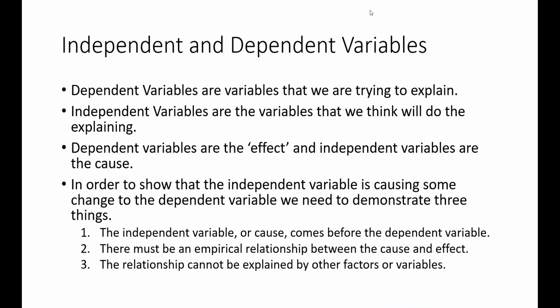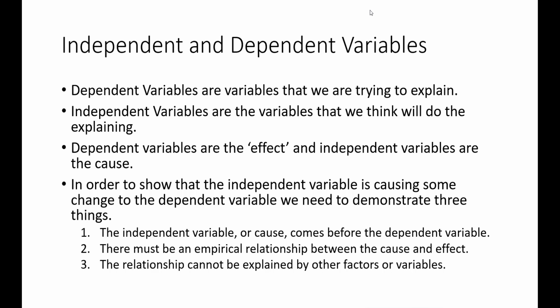We also have to show that there is an empirical relationship between the cause and effect, such that a change in our cause or a change in our independent variable causes some sort of change to our effect or our dependent variable. We need to see that relationship. And on top of that, we need to show that this relationship that we're seeing between our independent variable and dependent variable cannot be explained by other factors or variables.